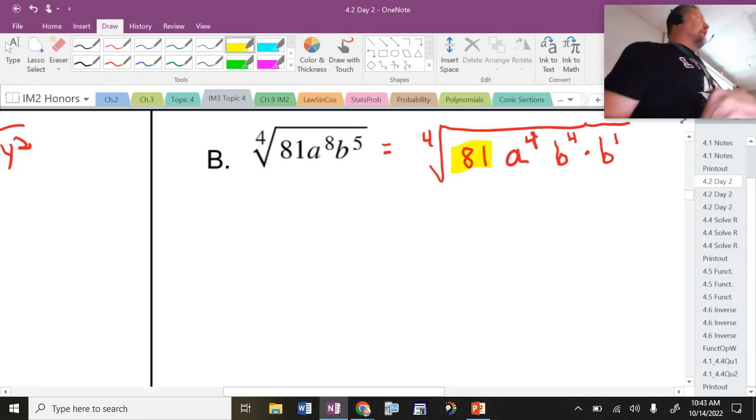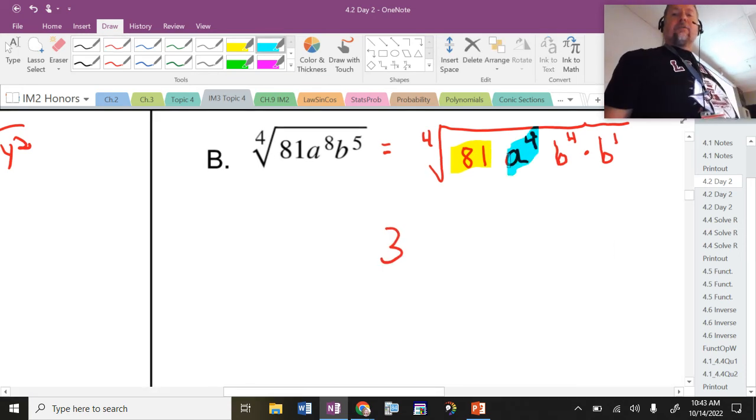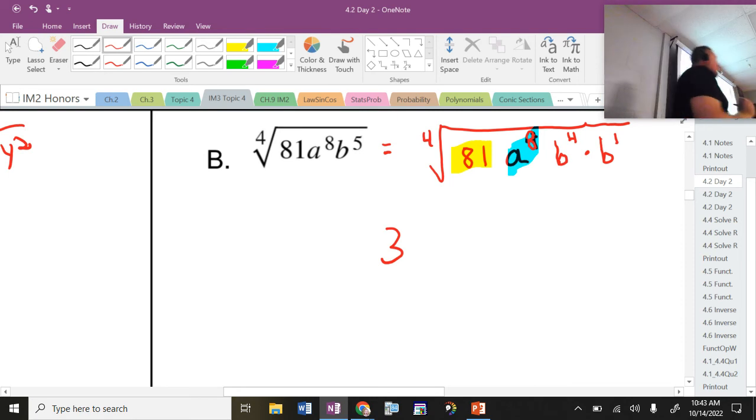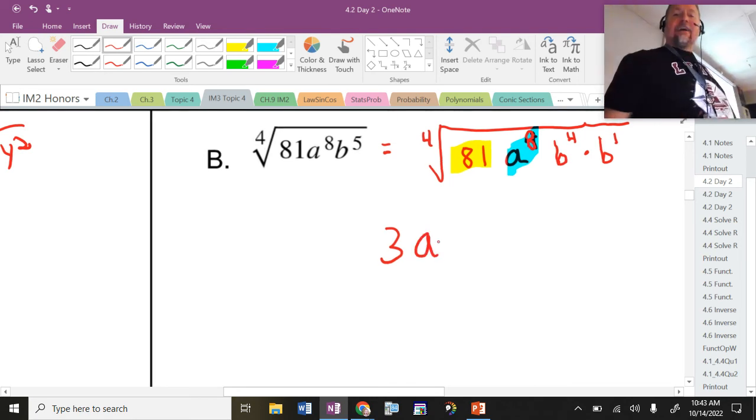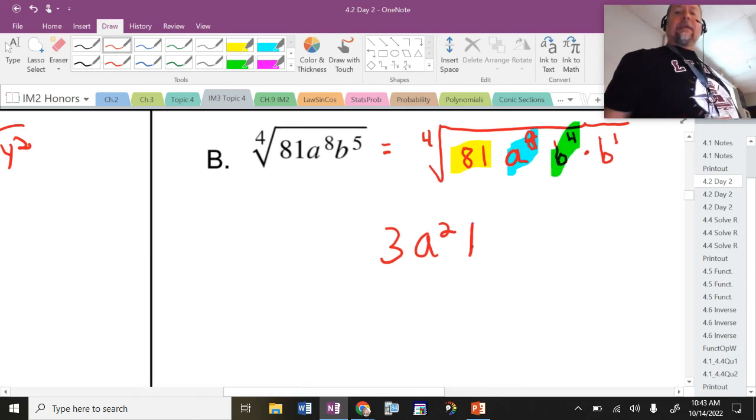What's the fourth root of 81, everyone? 3, 2, 1, go. 3. What's the fourth root of a to the fourth? 3, 2, 1, go. I'm sorry, that's an 8. That's an 8. Is that why we had our hand up? My bad. What's the fourth root of a to the eighth? 3, 2, 1, go. A squared, divide. And then what's the fourth root of b to the fourth? 3, 2, 1, go. B.